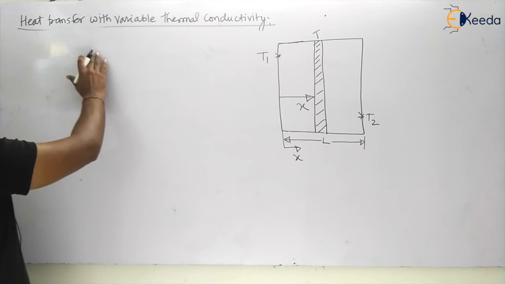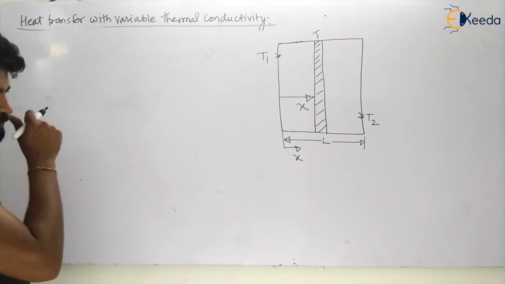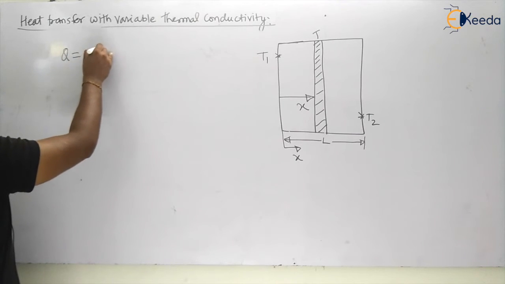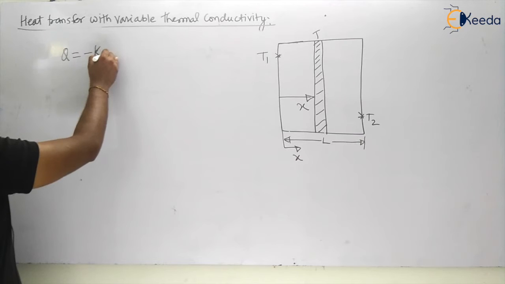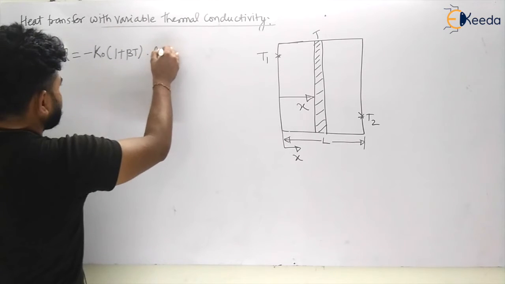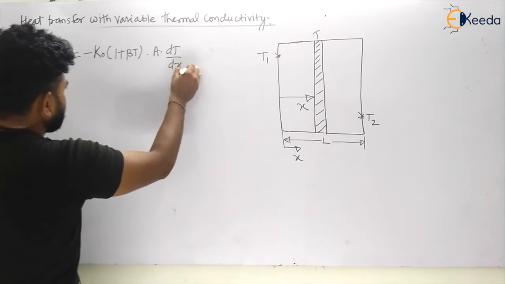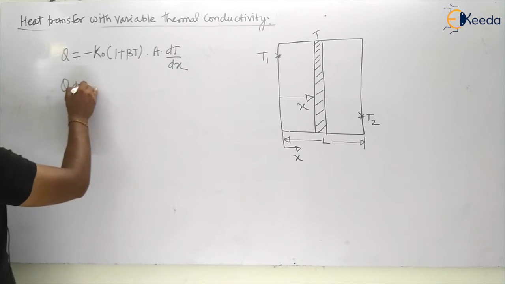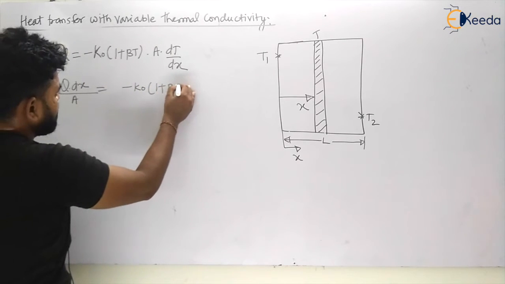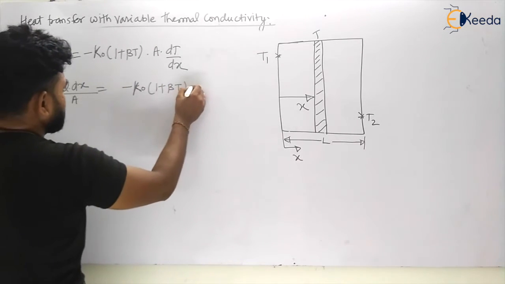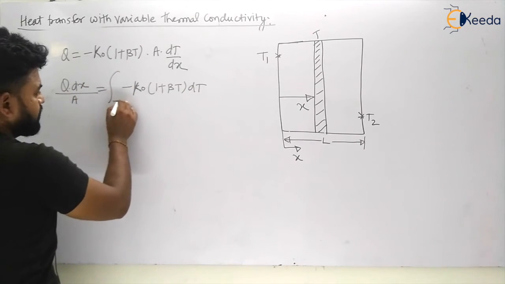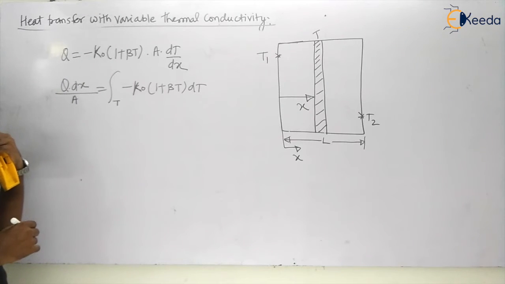We know that the temperature profile can be calculated easily. How? Let us put the value in heat transfer again and calculate the T here. Can we calculate the T here if we know Q is equal to minus K naught (1 plus beta T) times area into dT by dx? Now let us integrate, taking these terms this side. This will become dx by A is equal to minus K naught (1 plus beta T) dT, and again you have to integrate, from T to T1, or we can say the final temperature.